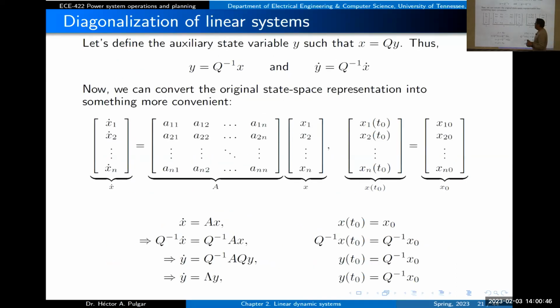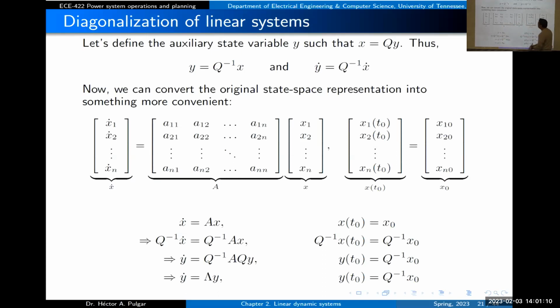Okay, so here, what we're going to do to transform our system. What is our initial system? I have it here. x dot equal to Ax with this initial condition. We're just trying to solve the zero input response of the system. So that is the initial system we want to transform.